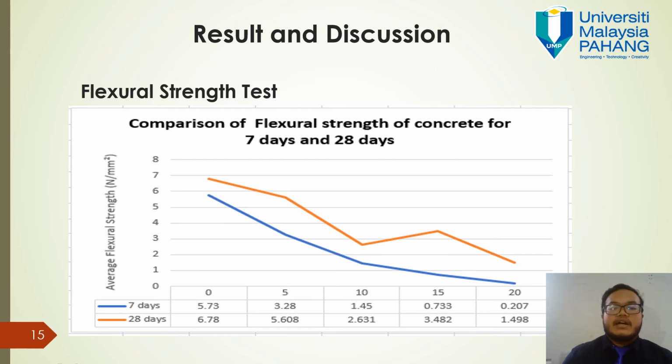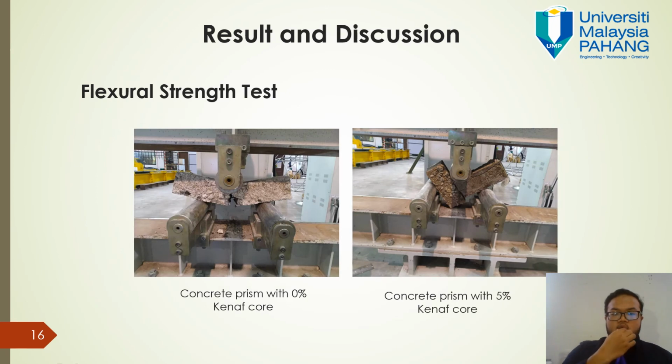All the ratios have higher flexural strength at 28 days of curing because the samples have gained their maximum strength. The highest flexural strength at 28 days is the concrete prism with 0% Kenaf core, that is 6.78 Newton per millimeter squared. Same goes to the water curing process for 7 days, with the flexural strength of 5.73 Newton per millimeter squared for the 0% of Kenaf core. So here is the comparison of the flexural strength results from the 0% of Kenaf core and 5% of Kenaf core.